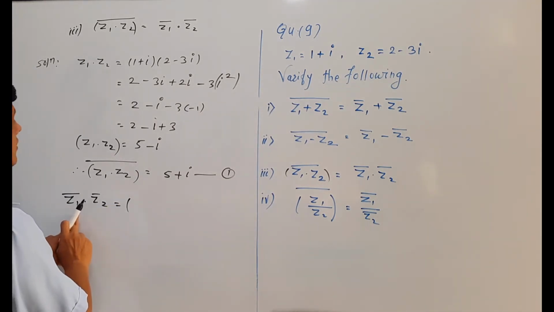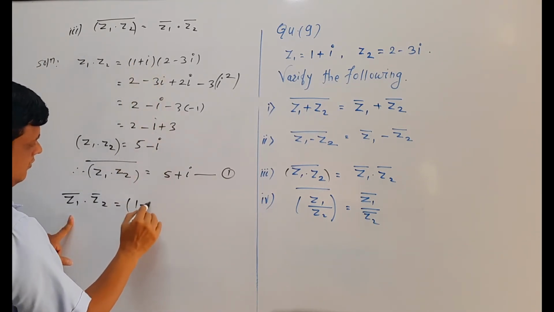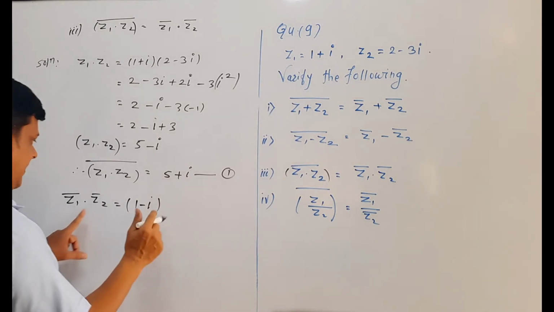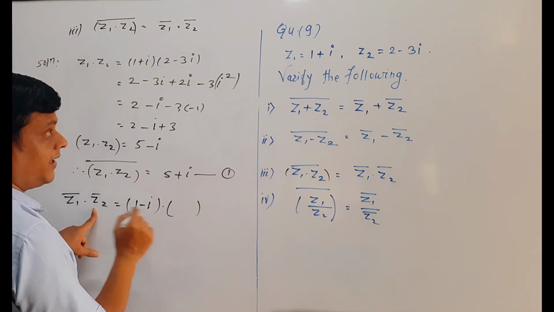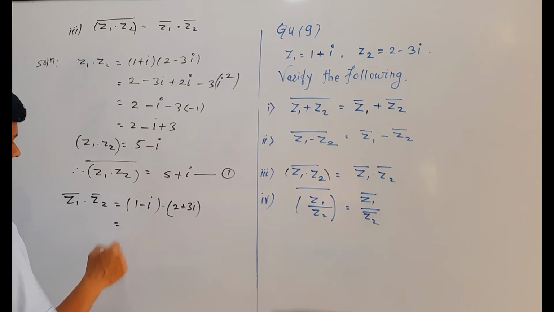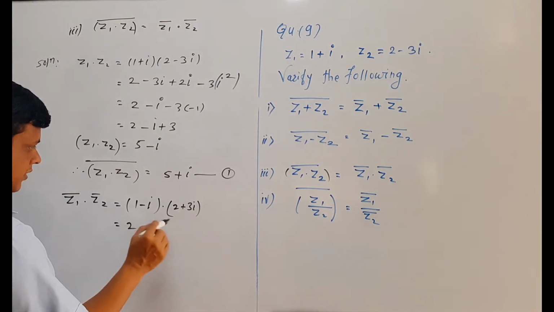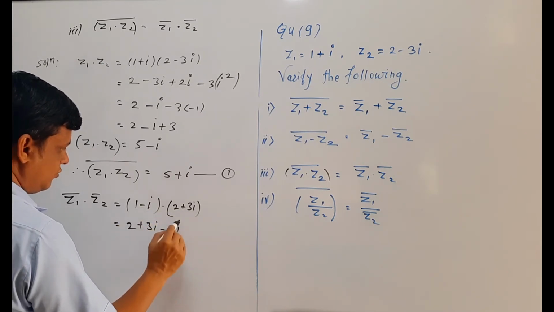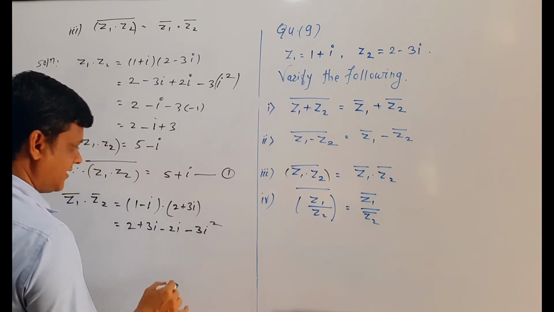So the conjugate of z1 is 1 minus i, because z1 is 1 plus i, and the conjugate of z2 is 2 plus 3i, because z2 is 2 minus 3i. So multiply these two. 1 into 2 we get 2, 1 into 3i we get 3i, then multiply by i, so minus 2i, plus minus minus 3 into i square.